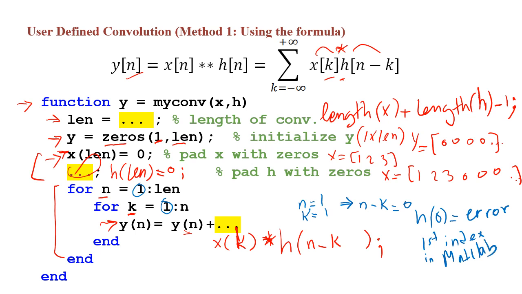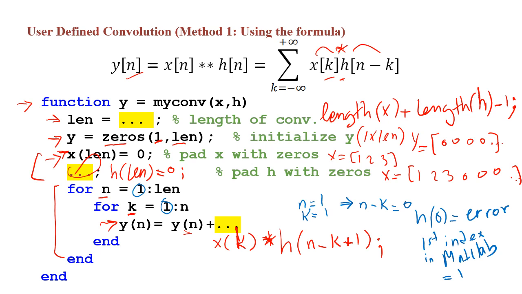I know in other languages the first index is 0, but in MATLAB the first index, or the index of the first element, is equal to 1. So to fix this issue, what we're going to do is add 1 here. This way we'll guarantee that the first time we enter the loop, we will extract h at 1, or the first element in h.